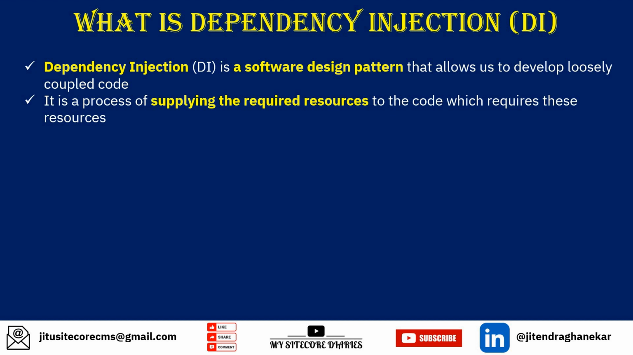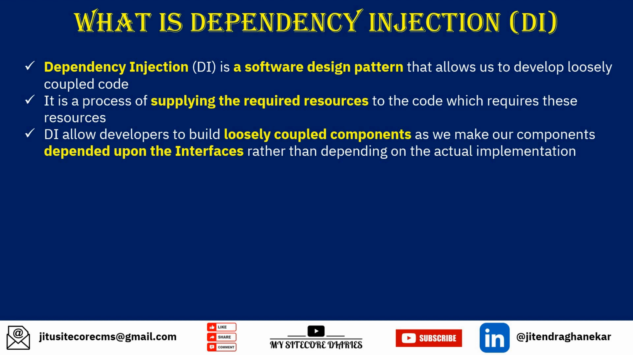So you have a dependent class, then it is a process where you pass that dependency to the class, or you can say you inject the dependency. Basically, you pass the required resource to the code. DI allows developers to build loosely coupled components, as we make our components dependent upon the interfaces rather than depending on the actual implementation. So how does it loosely couple the components?